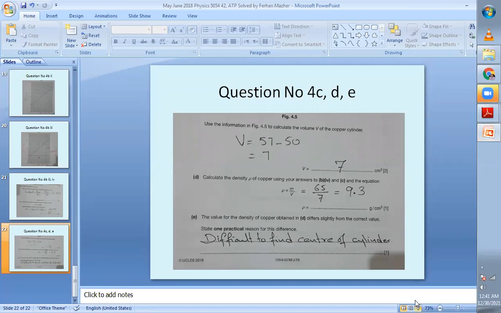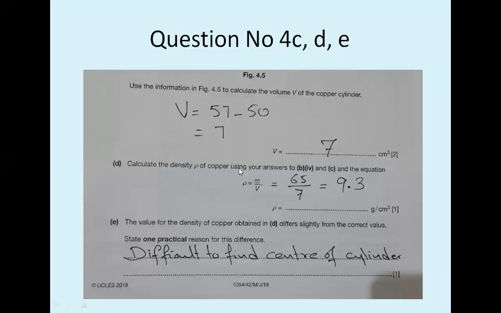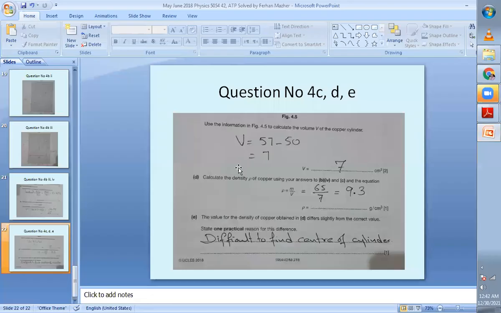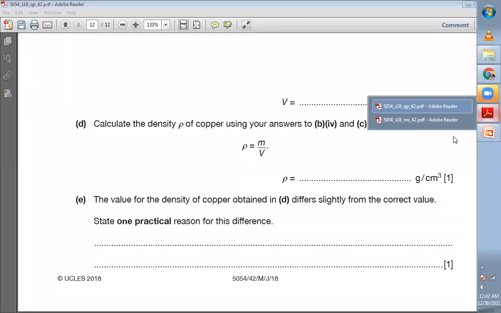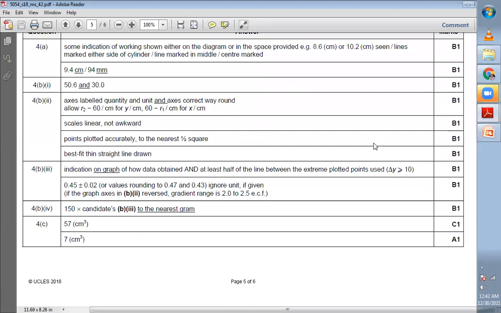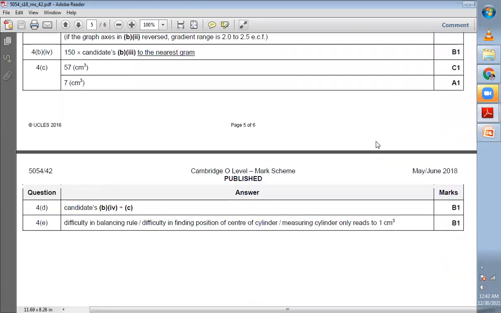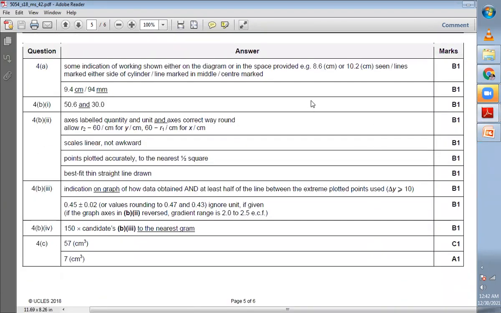Another problem is that it's difficult, because you told that this is the center of the cylinder on that scale. To exactly tell where the center of the cylinder is, is a bit difficult. Okay, so we are done with this, and by this question we have reached the end of this paper. So let me show you, question number 4 is coming up.